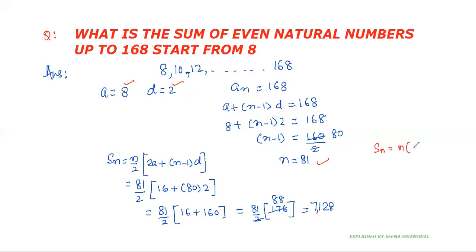Now children, listen, you can use this formula for finding the sum also: n into a plus an, divided by 2. Now n is 81, divided by 2. a is 8 and an is 168. So this is 81 divided by 2, into 176. And when you cancel it, you will get 88. And the product of 81 and 88 will give you 7,128. So in this way, we apply this formula to find the sum of different APs very easily.